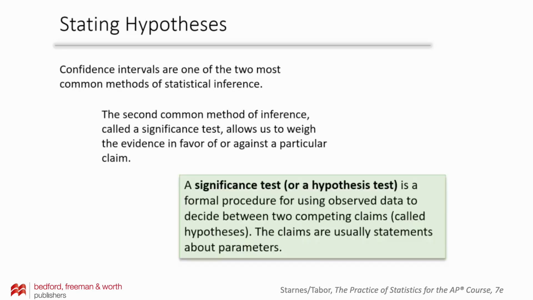A significance test or a hypothesis test is a formal procedure for using observed data to decide between two competing claims called the hypotheses. The claims are usually statements about a parameter. Make sure that when we're talking about significance tests, you're talking about the right thing. When we're writing down, we use the correct statistical symbols.